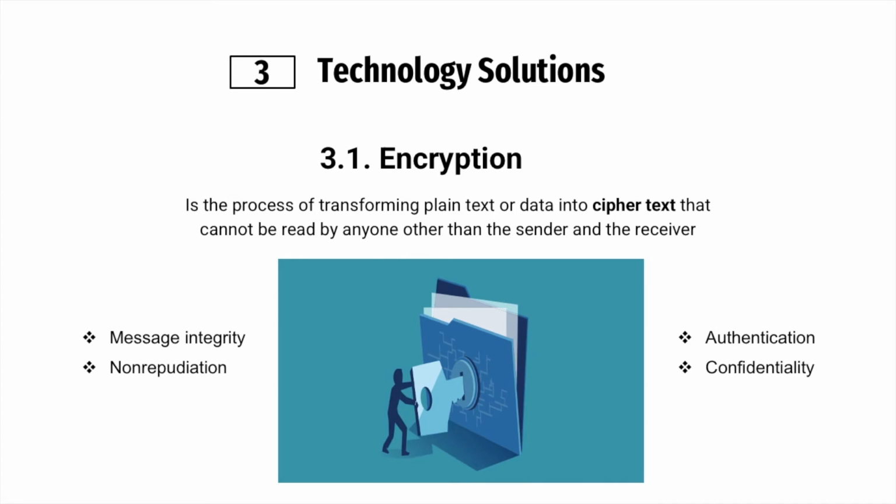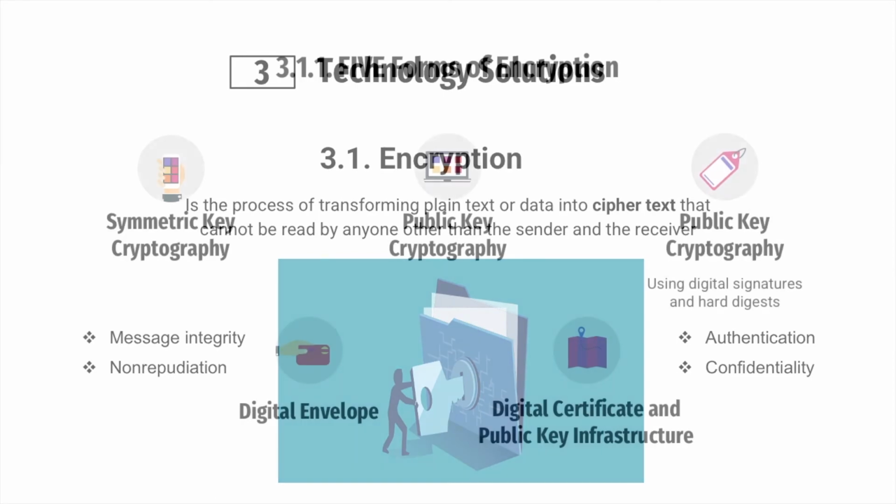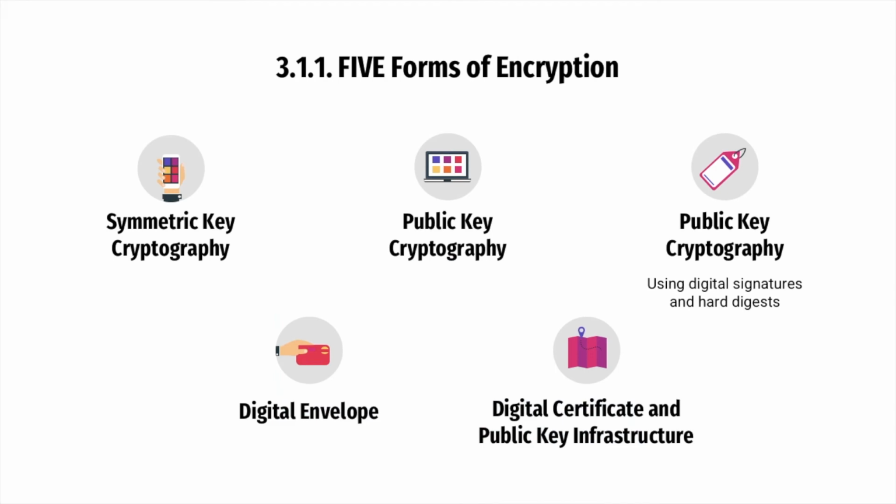There are four key dimensions of e-commerce security: message integrity, non-repudiation, authentication, and confidentiality. There are a variety of different forms of encryption technology currently in use. They include symmetric key cryptography and public key cryptography. Public key cryptography is used in digital signatures and hash digests, digital envelopes, digital certificates, and public key infrastructure.